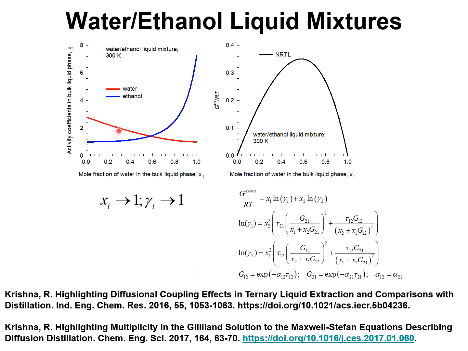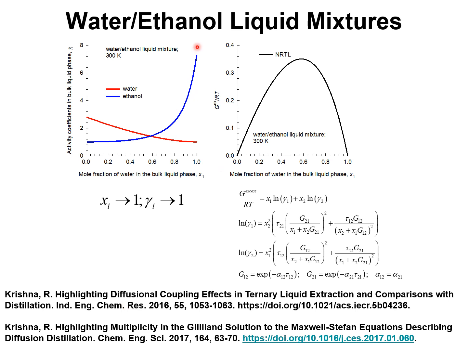As x1 tends to unity, the activity coefficient of water tends to unity. Similarly, as the mole fraction of ethanol tends to unity, the activity coefficient of ethanol in the bulk liquid phase mixture tends to unity. So the limiting conditions that must be satisfied is that as xi tends to unity, gamma i tends to unity.